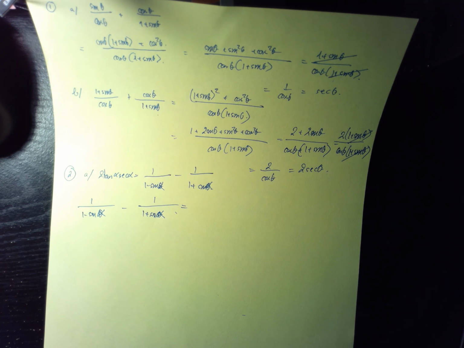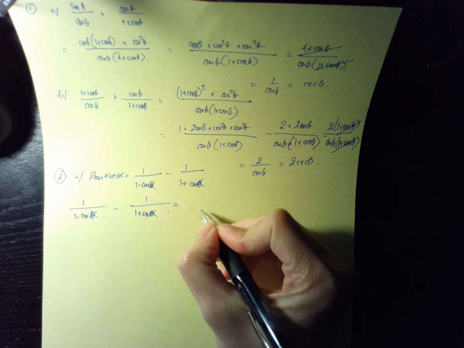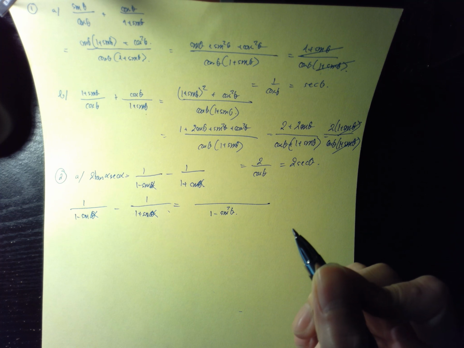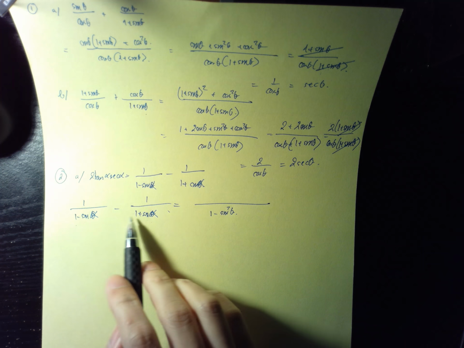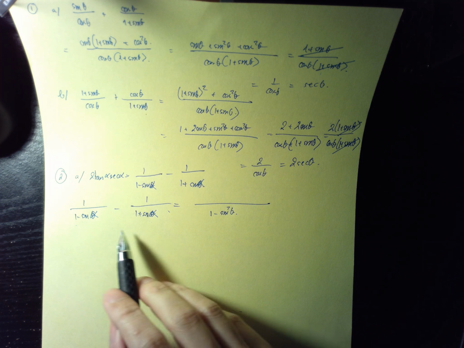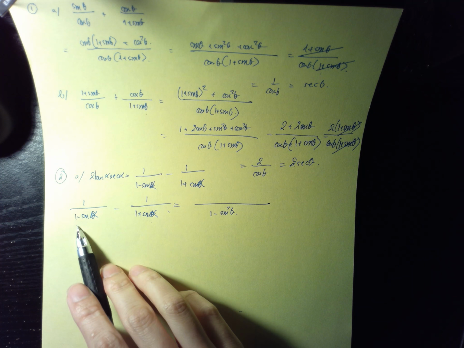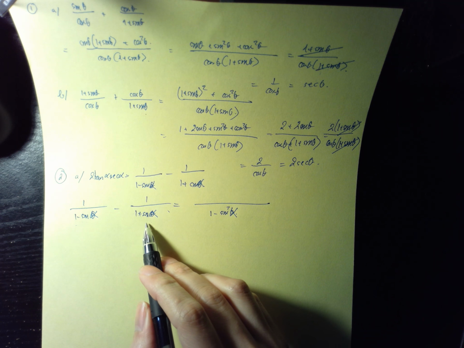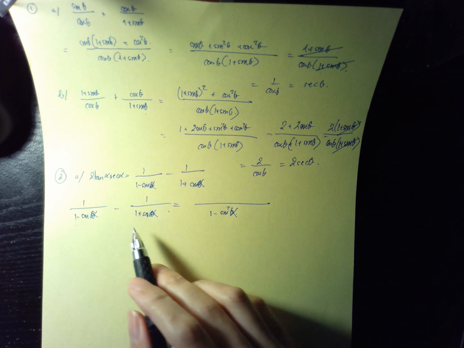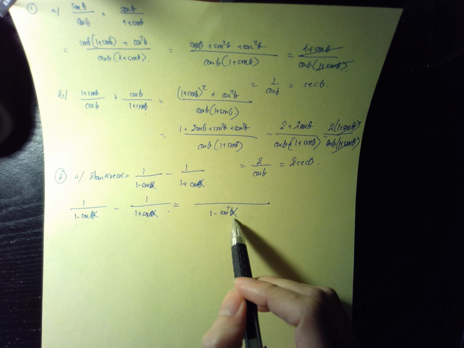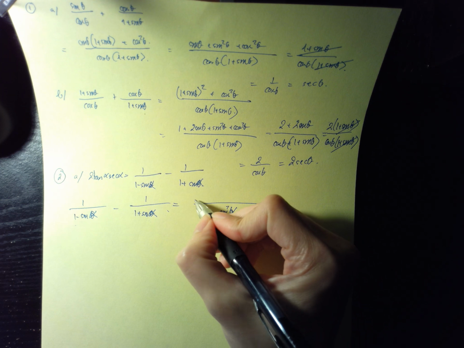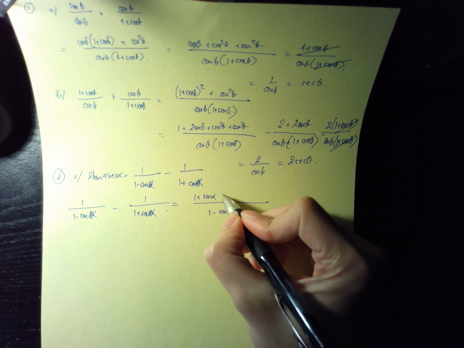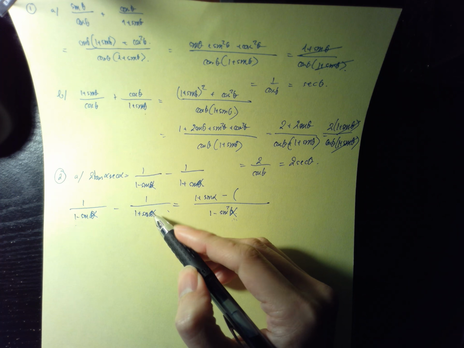We have two fractions here, so we find the least common denominator. The least common denominator is 1 minus sine squared alpha, because for these two denominators, when you multiply them together, you have 1 minus sine alpha times 1 plus sine alpha, which gives you 1 minus sine squared alpha. Over here you multiply the top and bottom by 1 plus sine alpha, and minus over here you multiply the top and bottom by 1 minus sine alpha.